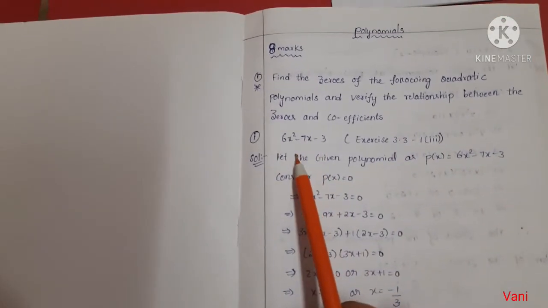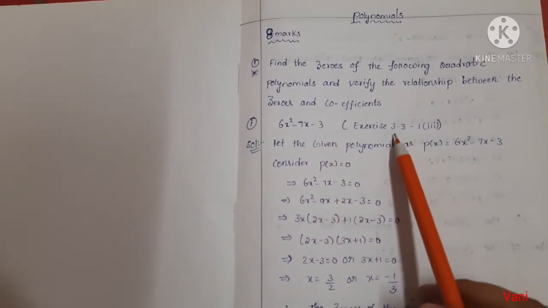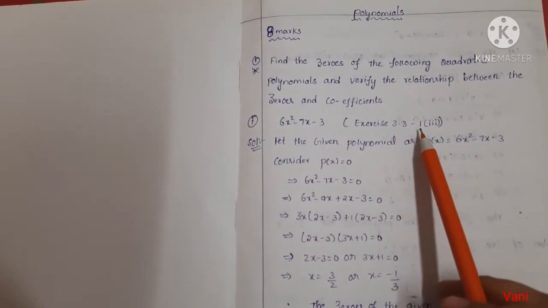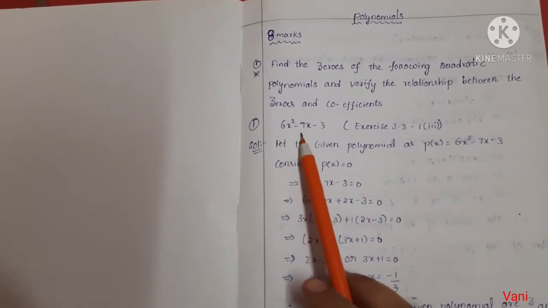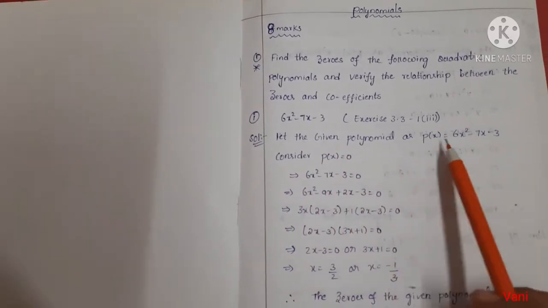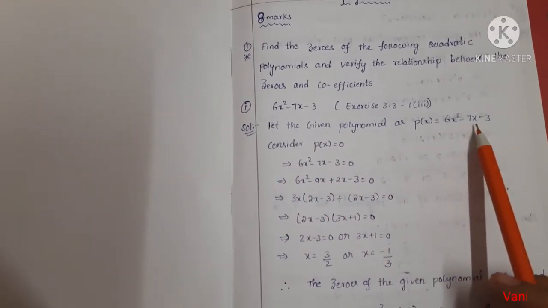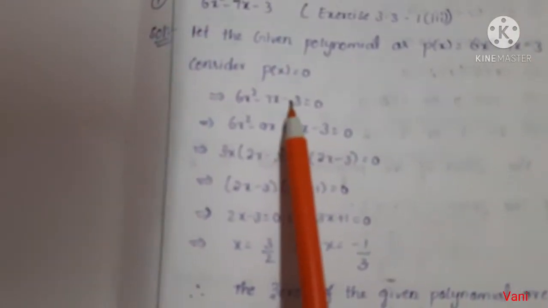So the first problem: 6x square minus 7x minus 3. The problem is in exercise 3.3, first problem, third sum. So first write the given polynomial, p of x is equal to 6x square minus 7x minus 3. To find the zeros, equate the polynomial to 0, so p of x is equal to 0.